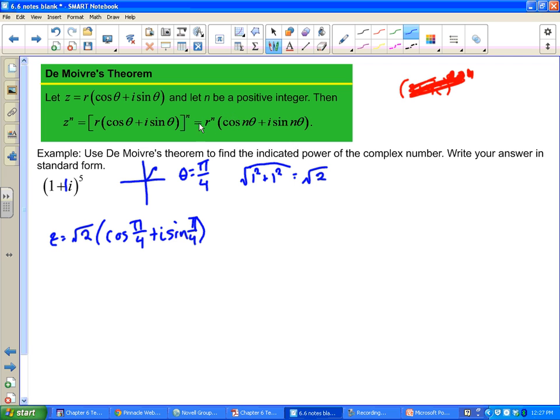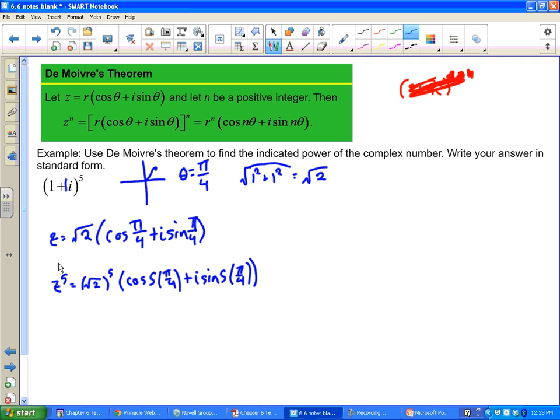So right here is what I'm going to be doing. R to the n, so we're doing the 5th power. So z to the 5th power is going to be the square root of 2 to the 5th power times cosine. When I get to my angle, I'm going to multiply my angle by n, and n is 5 because it's the power I'm raising it to. So this is going to be 5 times pi over 4 plus i sine 5 times pi over 4.